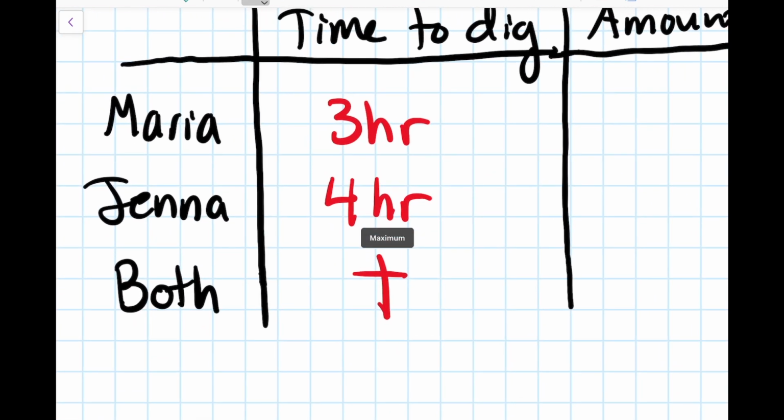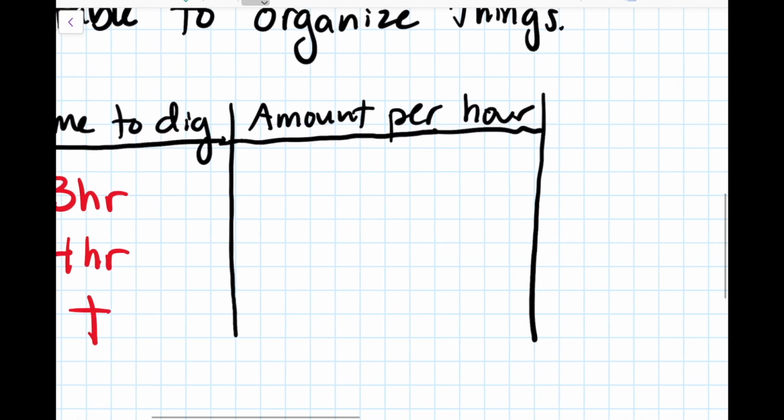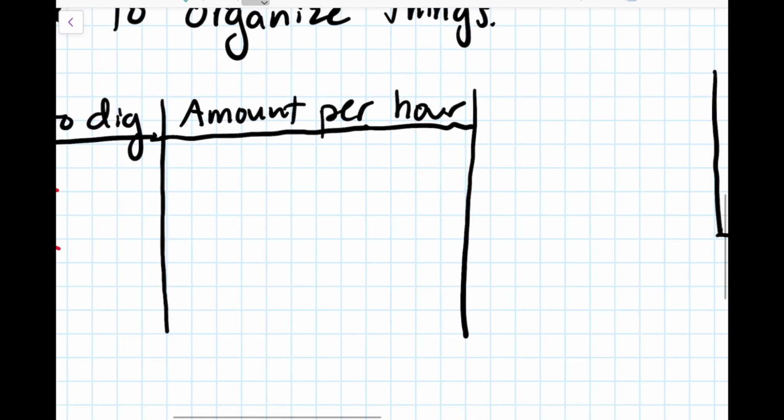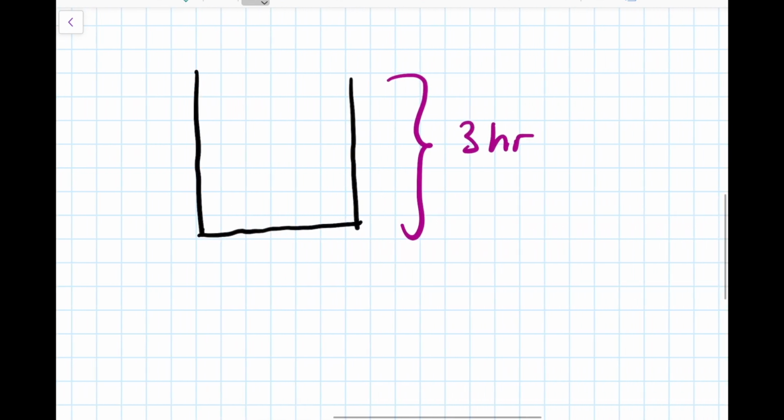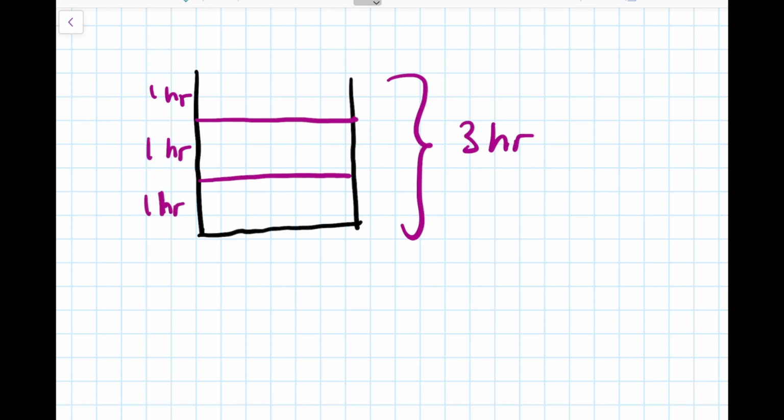So we can't add up the time it takes them to dig, but we can add up how much they dig. So the amount that I dig and the amount that you dig together would be the amount that we dig total. So per hour, if it takes Maria 3 hours to dig that hole, then if we split that up into 1 hour chunks, in each of those hours, she has dug 1/3 of the hole.